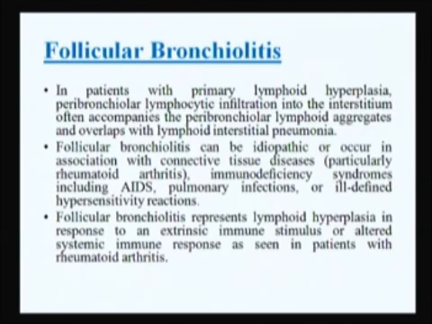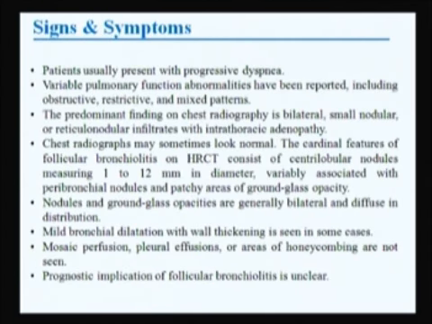In patients with primary lymphoid hyperplasia, peribronchiolar lymphocytic infiltration into the interstitium often accompanies the peribronchiolar lymphoid aggregates and overlaps with lymphoid interstitial pneumonia. Follicular bronchiolitis can be idiopathic or associated with connective tissue diseases, especially RA, immune deficiencies, including HIV and AIDS, pulmonary infections, or ill-defined hypersensitivity reactions. It represents lymphoid hyperplasia in response to an extrinsic immune stimulus or altered systemic immune response, as seen in patients with RA.